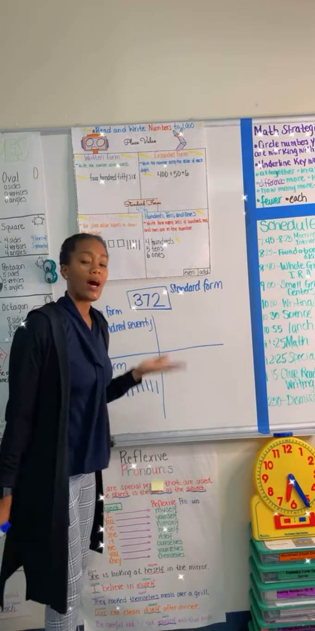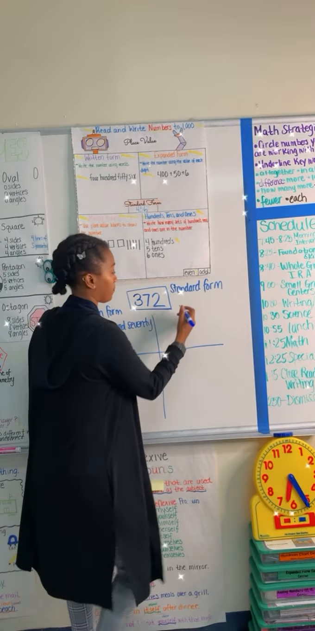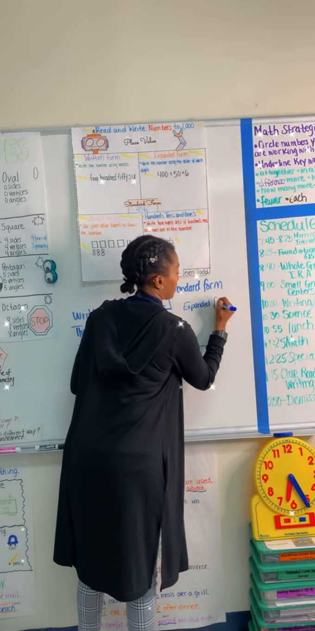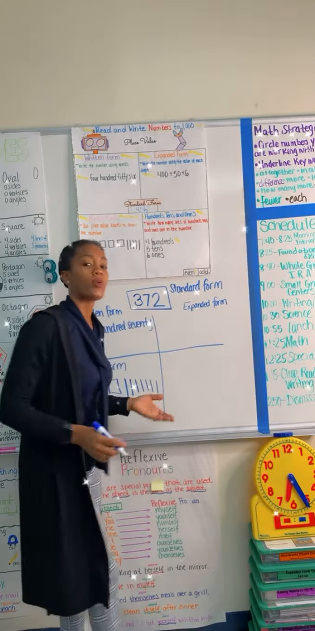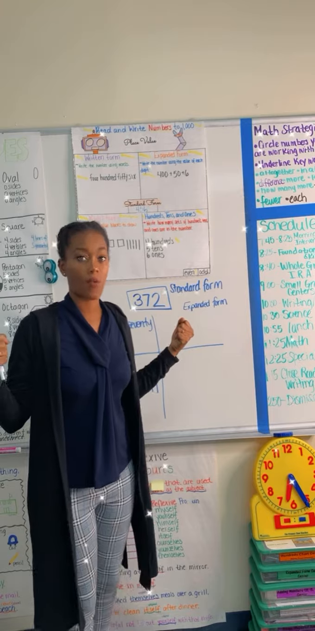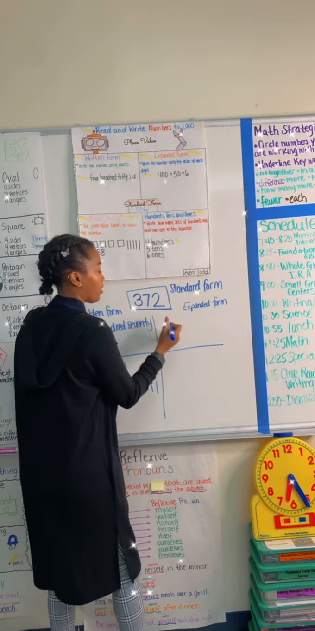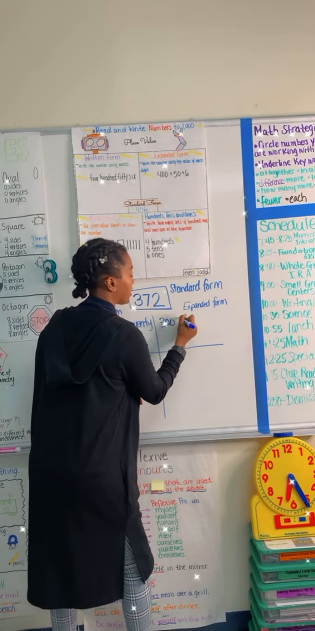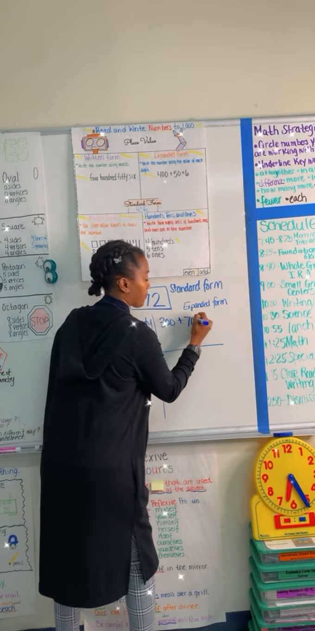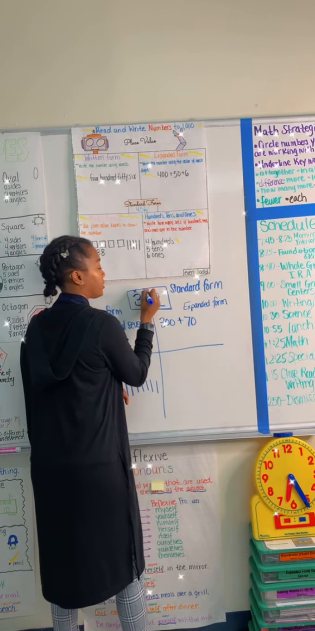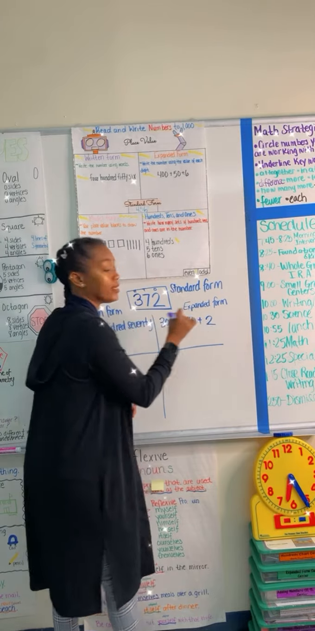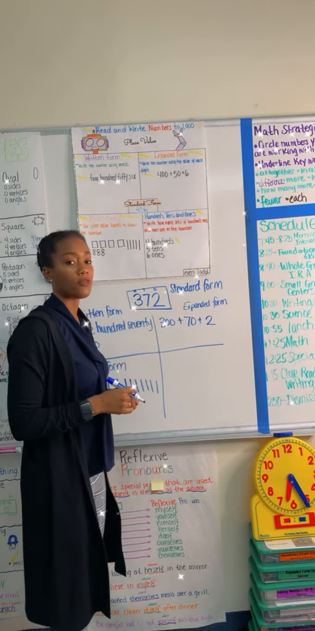That's 372. Now we are going to look at expanded form. When I think of expanded form, I think of stretching out that number that we are using. So I say 300, I'm stretching it out, put a plus in between 70, because remember this is hundreds, tens, ones, plus 2 in the ones place, and this is expanded form.